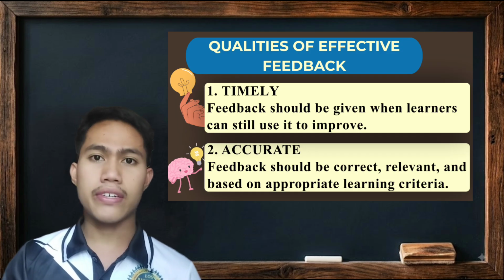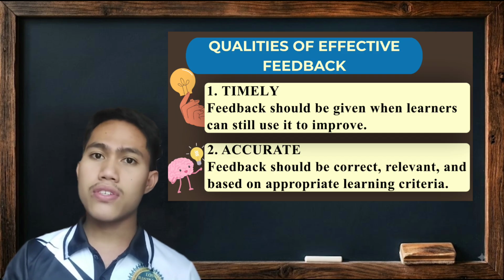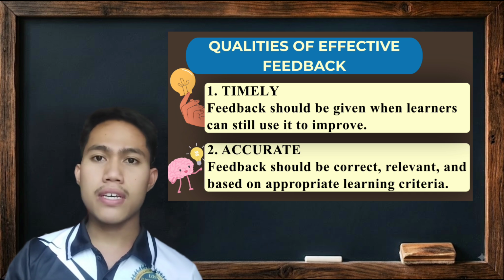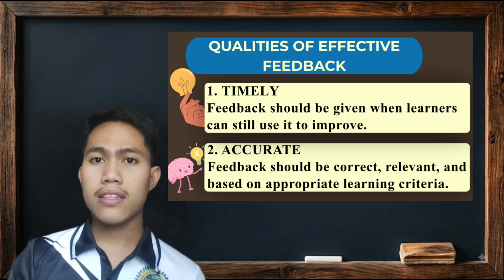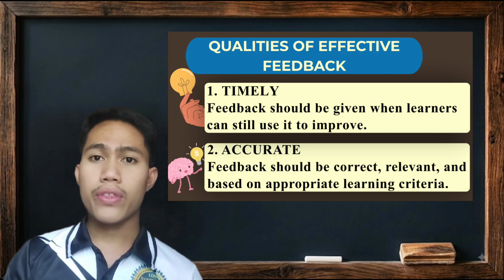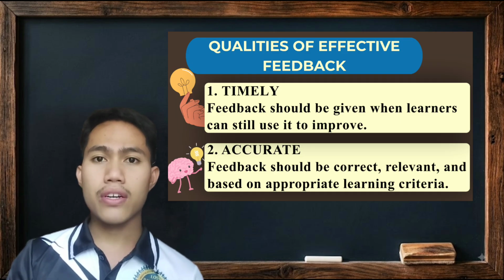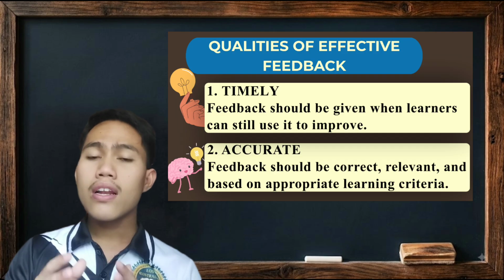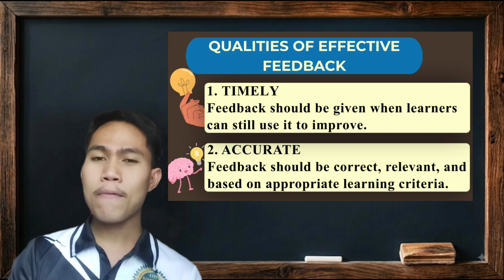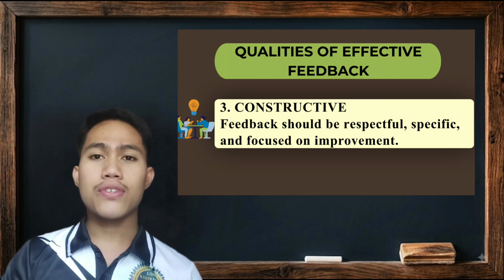Second, accuracy. Feedback should be correct, relevant, and based on appropriate learning criteria. For example, if a student confuses weather and climate, simply saying wrong is not enough. The teacher can explain weather refers to short term atmospheric conditions, while climate describes patterns over a longer period. Look at your example and determine which one it describes. This helps prevent misconceptions. Third is constructive.